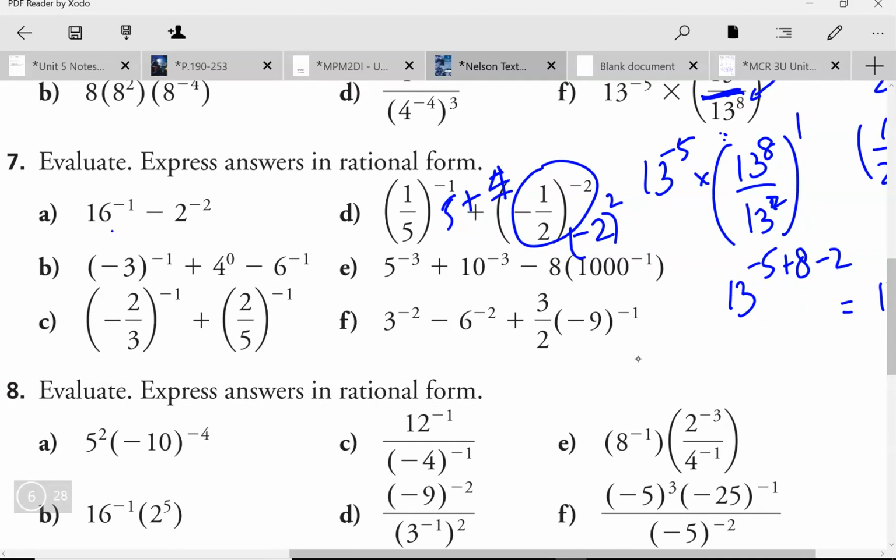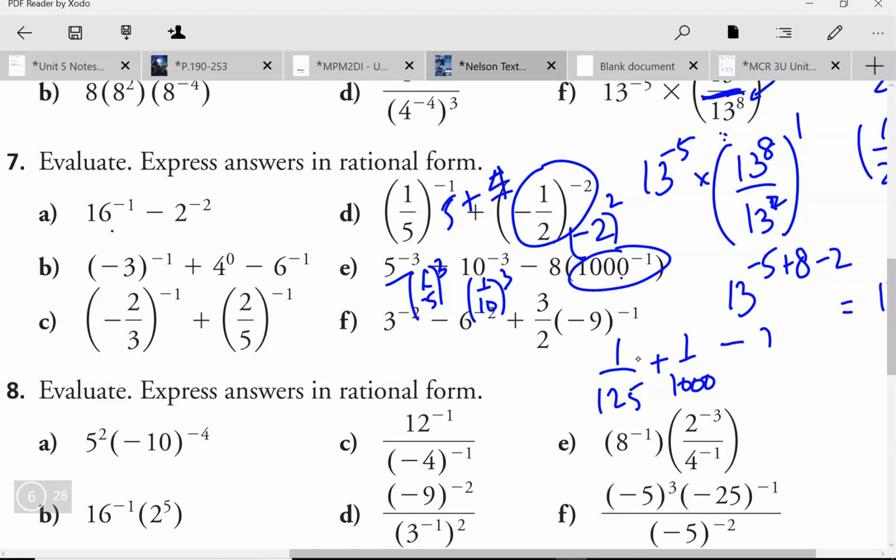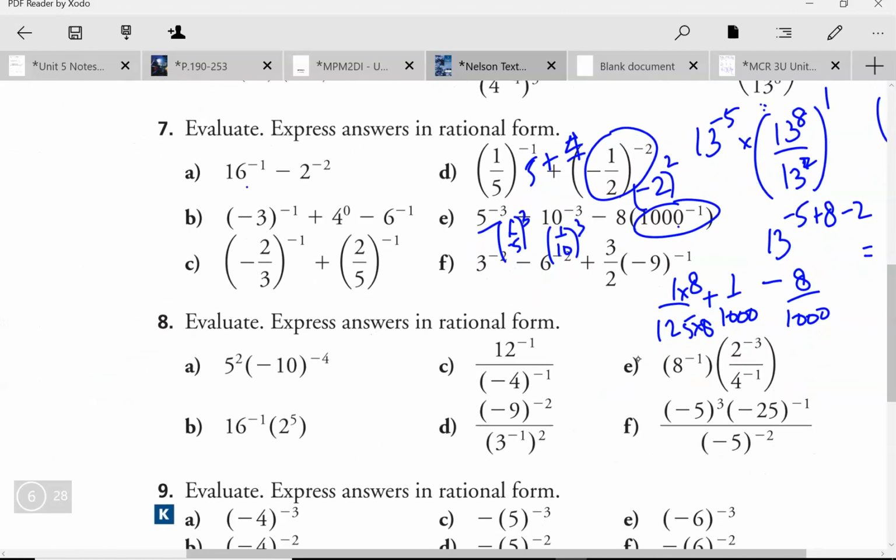Why is there 1,000 here? So 5 to the power of negative 3 is 1 over 5 to the power of 3, which is 1 over 125. This is 1 over 10 to the power of 3, which is 1 over 1,000. This is 8 times 1 over 1,000, so 8 over 1,000. And then you times this by 8 times 8. The common denominator is 1,000.